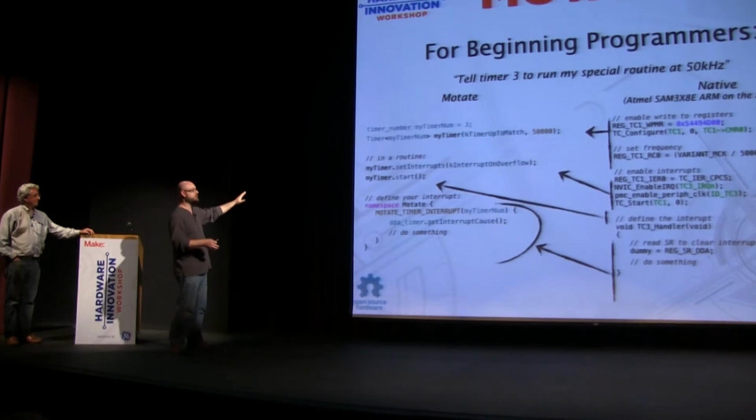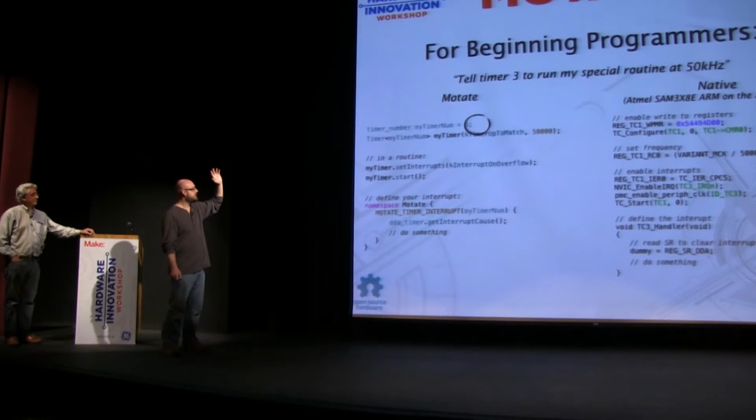Actually, the Motate code compiles down smaller and requires less space than using the Atmel libsam hardware abstraction layer on the right. So the real power comes in. Again, the alignment goofed up a little bit, but if we want to change what timer we use, in the Motate code we have this one define up here.